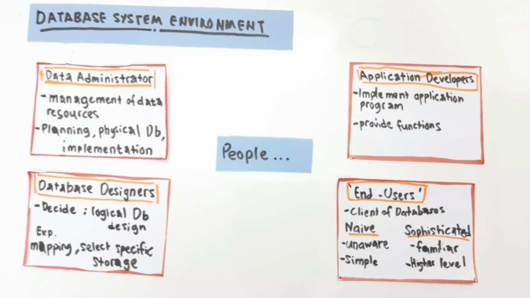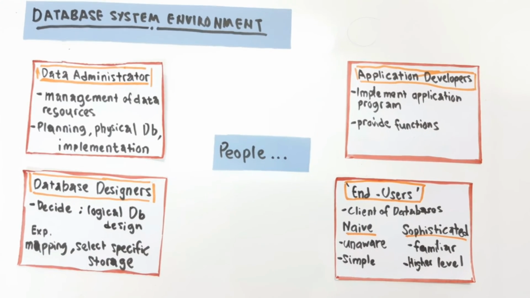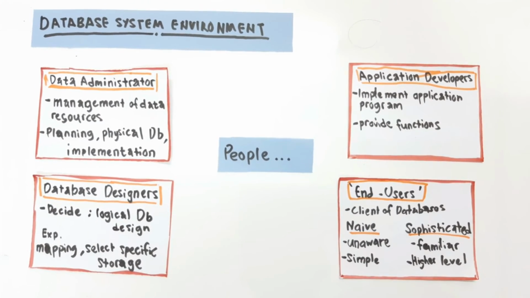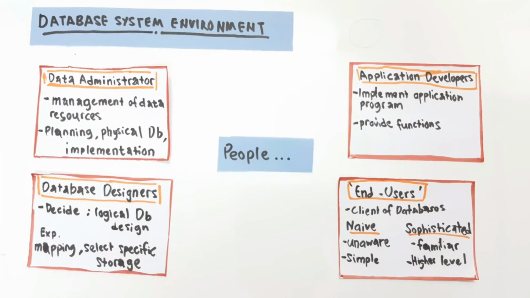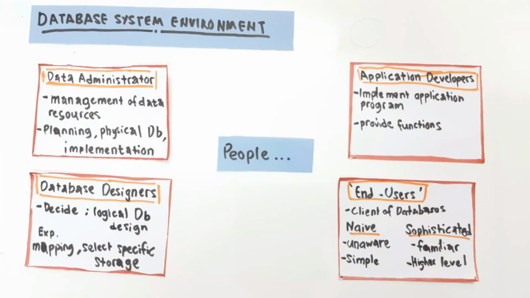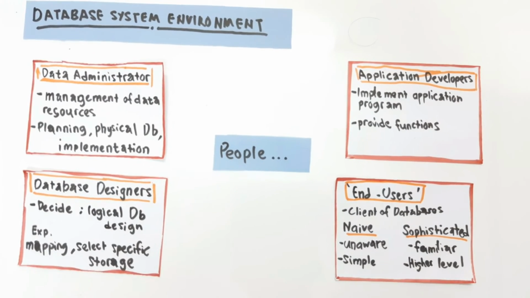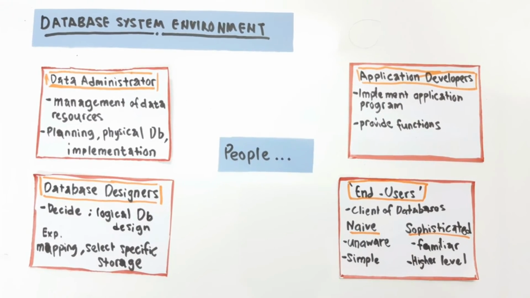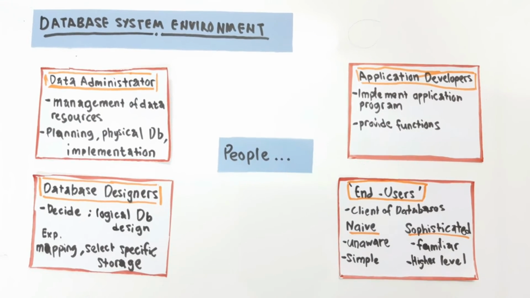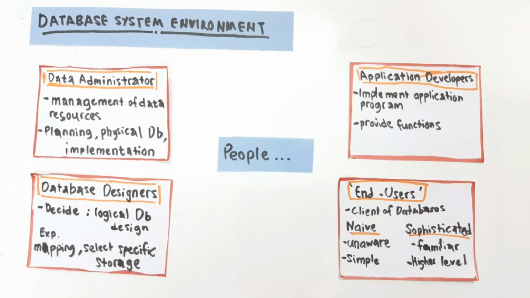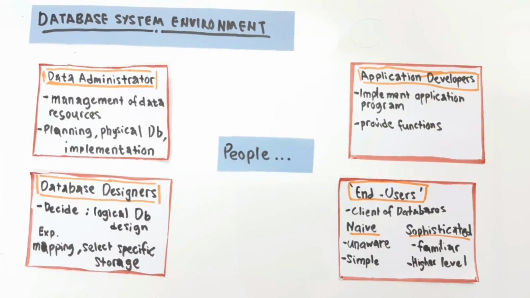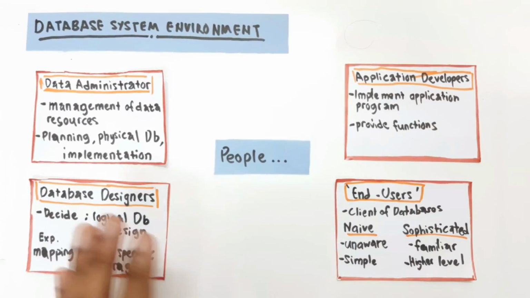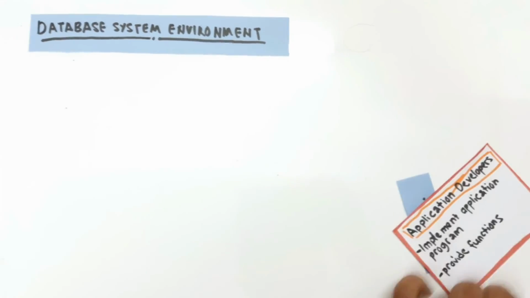The end user, also known as a client of a database, is separated into two categories: naive users and sophisticated users. Naive users are typically unaware of the DBMS and want to access the database as simply as possible, while sophisticated users are familiar with the software and the structure of the DBMS.